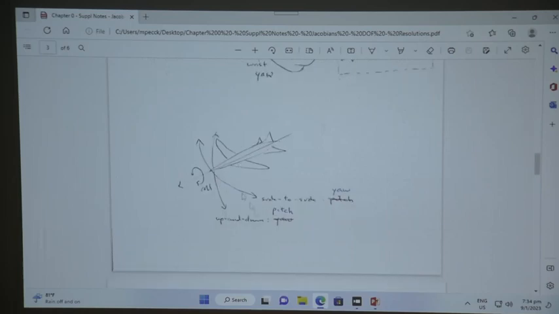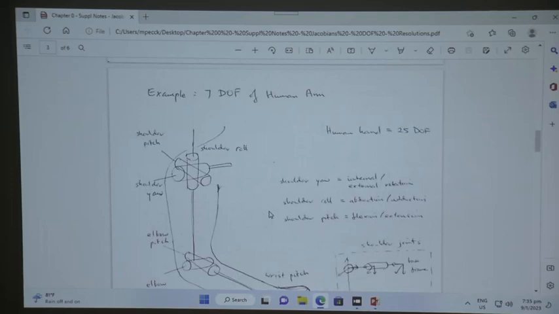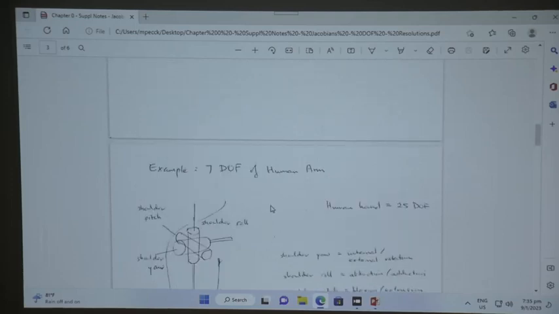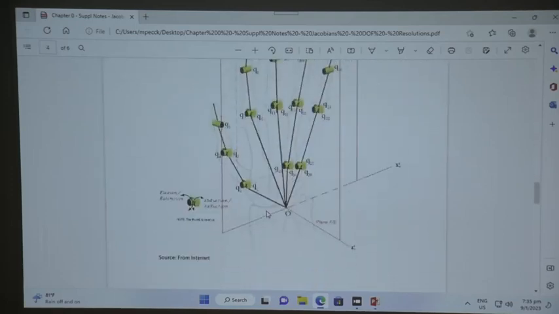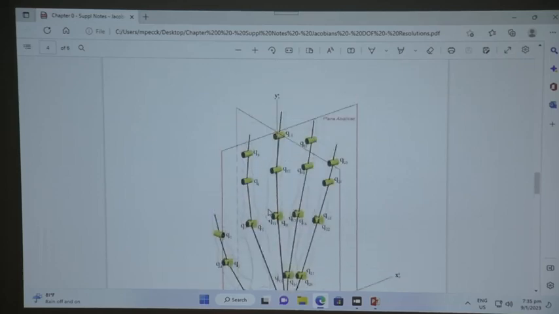So we mentioned earlier that the roll, pitch, yaw actually come from the airplane industry. So this is roll, side to side is yaw, pitch will be up and down of the nose. So our human arm has 7 degrees of freedom. And when you look at a general robotic manipulator, it will have 6 degrees of freedom.